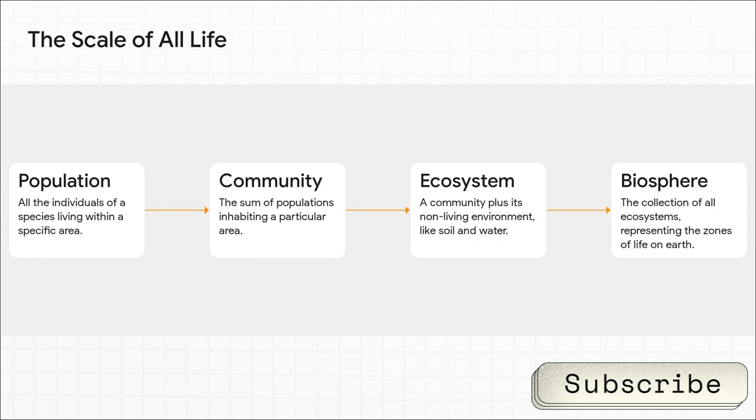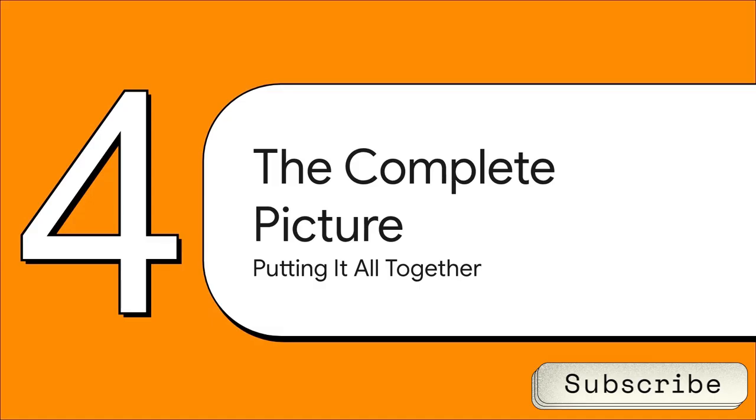Okay, now let's zoom way, way out. A bunch of the same organisms in one place, that's a population. All the different populations living together in that place, that's a community. Now throw in the non-living stuff, the rocks, the water, the air. Now you've got an ecosystem. And all the ecosystems on Earth, together, that's the biosphere, our living planet. Whew, okay, so we've gone from a single atom all the way up to the whole planet. Let's pull back and look at the complete picture now.